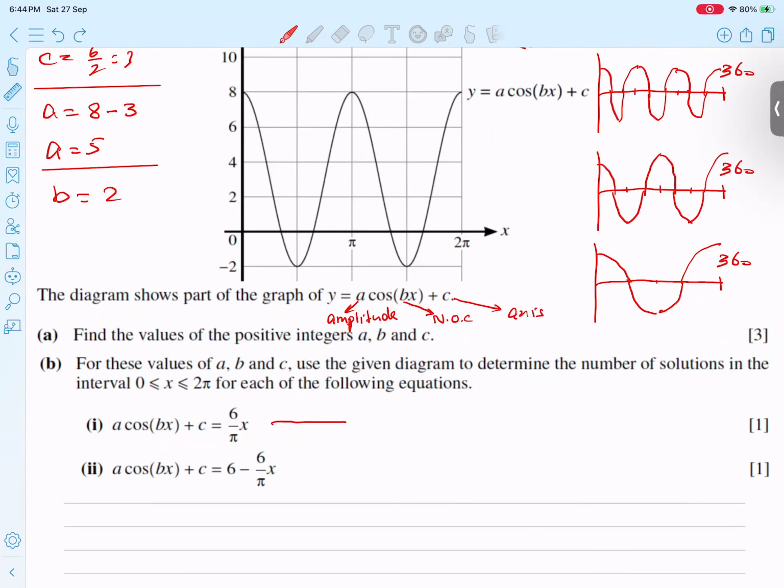So this equation will turn into a special format. I'm writing y is equal to 6 over pi times 2x. And how to make it and read a statement for these values of ABC. So given the diagram, determine the number of the solutions. Sometimes we use the word solutions or sometimes the word roots, same meanings, in the interval 0 to 2 pi for each equation.